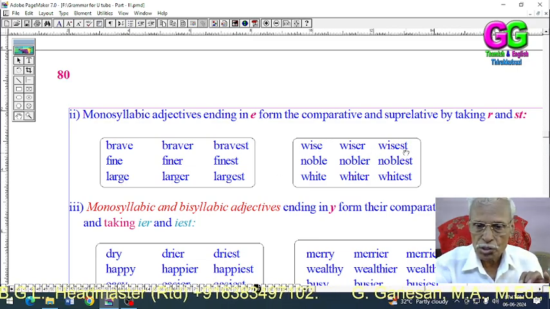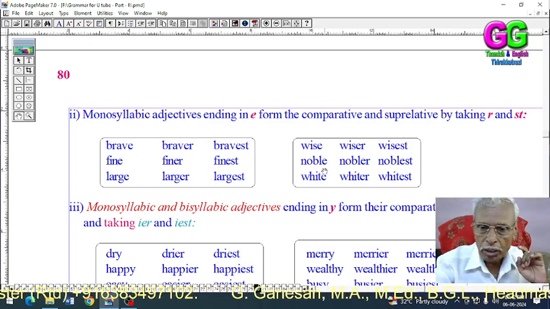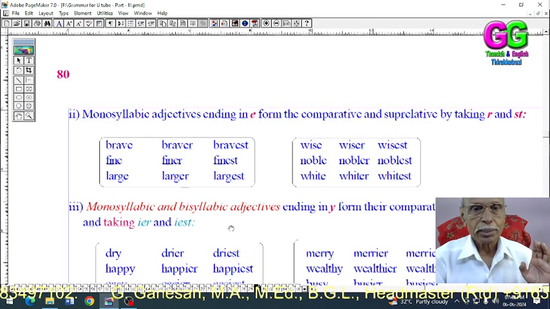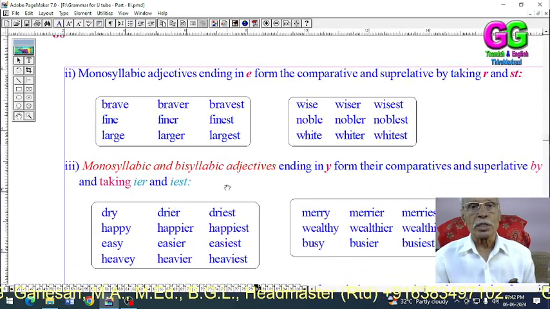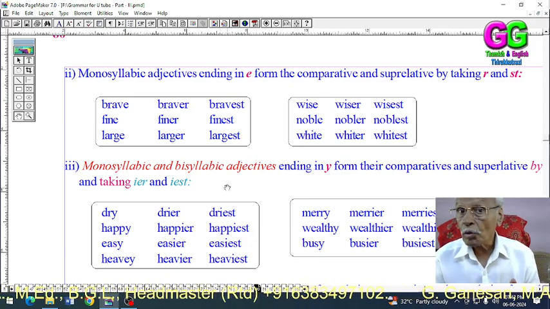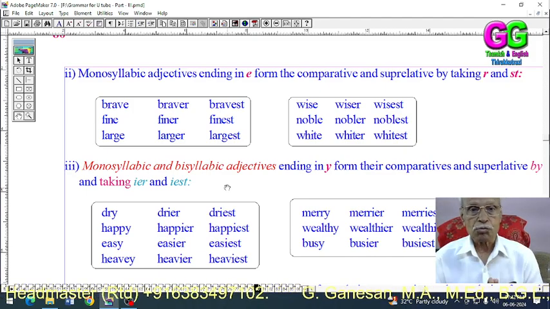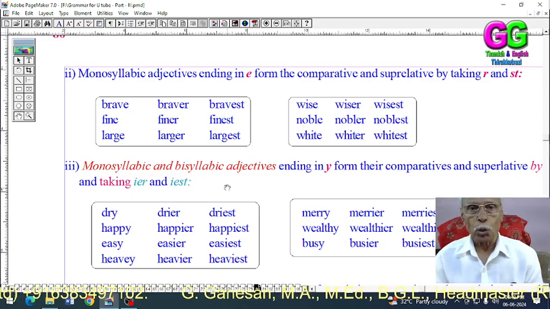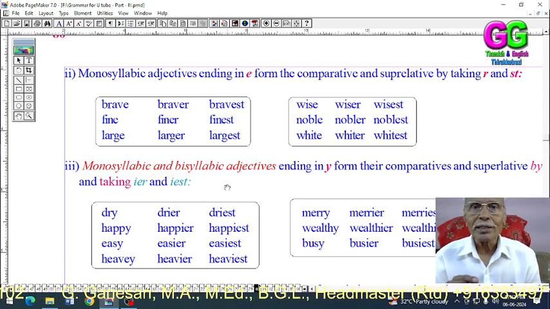Wise, wiser, wisest. Here, noble is a bisyllabic word, yet I have taken it here. Noble, nobler, noblest. White, whiter, whitest. The third note is: if monosyllabic and bisyllabic adjectives end in Y, drop the Y and add IER and IEST.